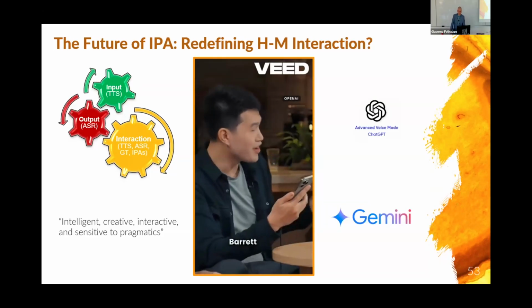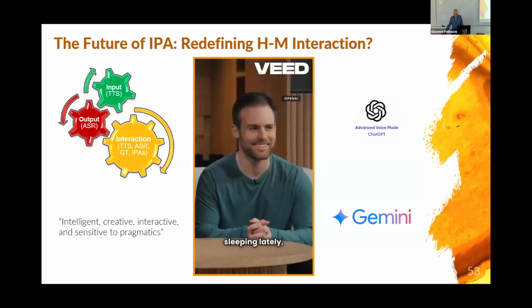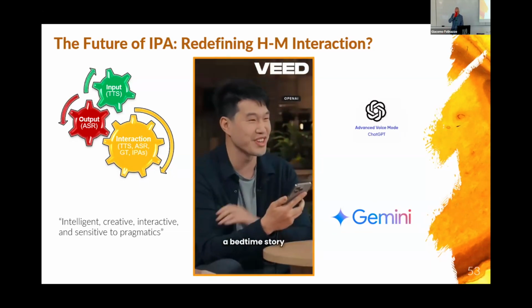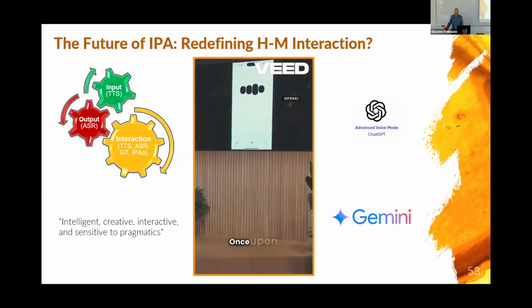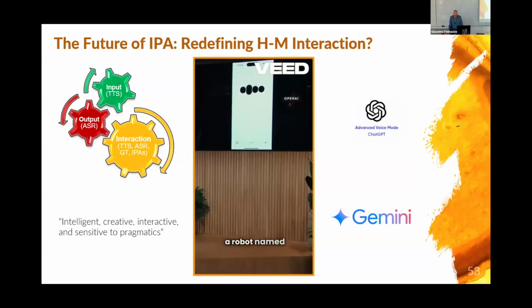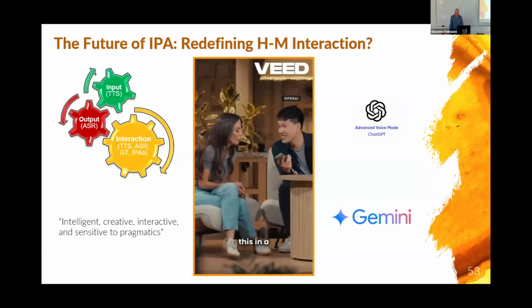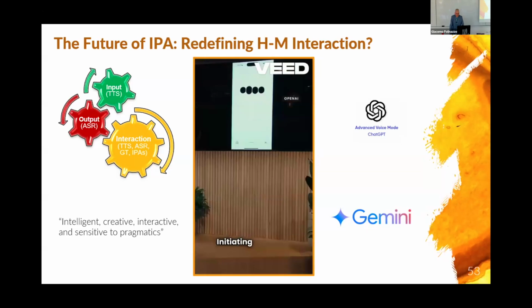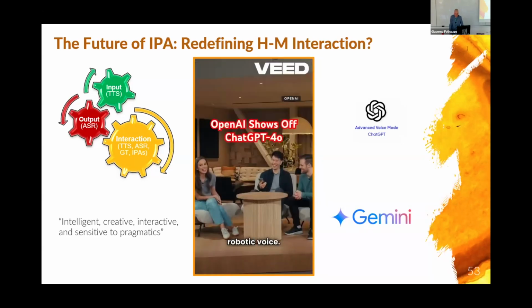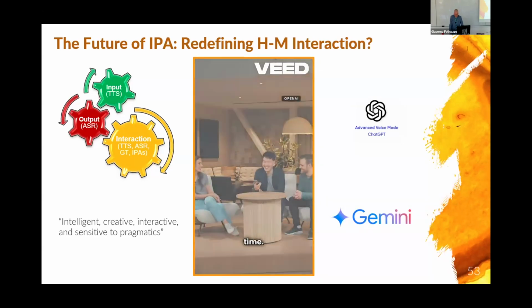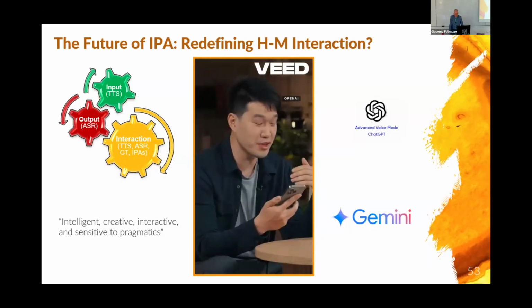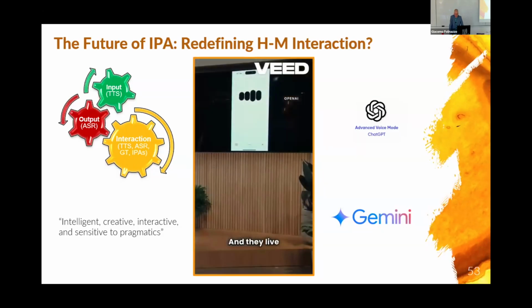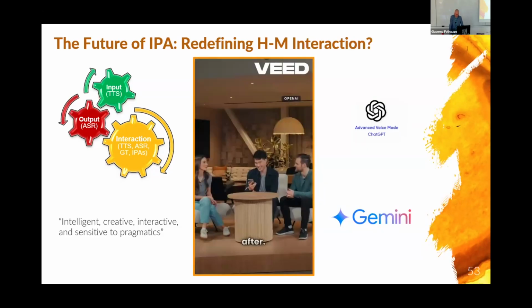So my friend Barrett here, he's been having trouble sleeping lately. And I want you to tell him a bedtime story about robots and love. Once upon a time, there was a robot named Byte. Let's do this in a robotic voice now. Initiating dramatic robotic voice. Once upon a time. Can you end the story, but do it in a singing voice? And they lived circuitly ever after.